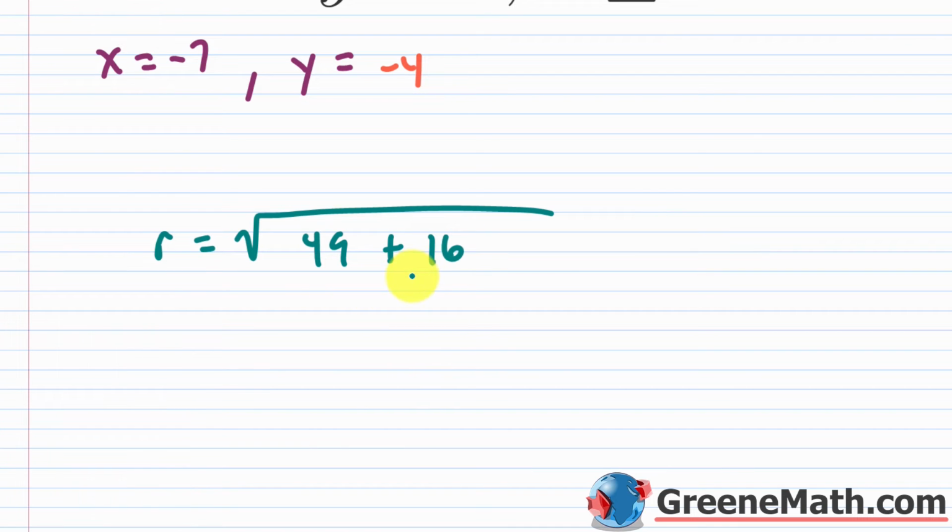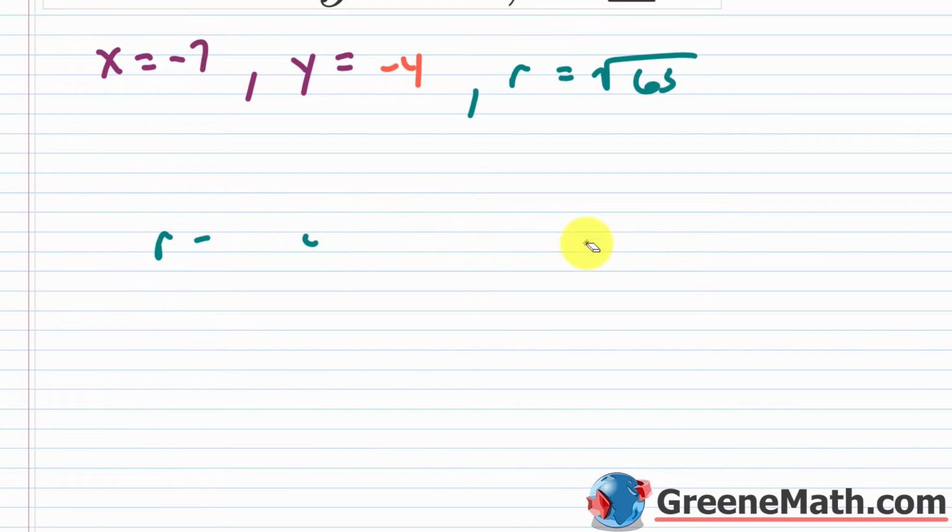So 49 plus 16, that's going to be 65. So this is the square root of 65. So let's put r is equal to the square root of 65. And again, just like in the last problem, you can write everything out first and then fill things in. I think that's probably the best way to do it.